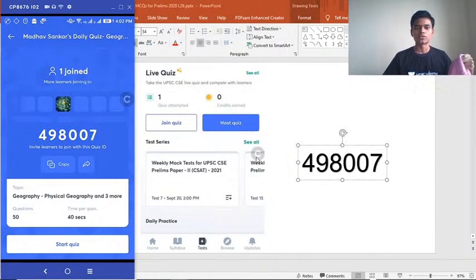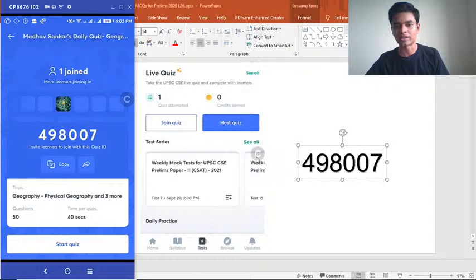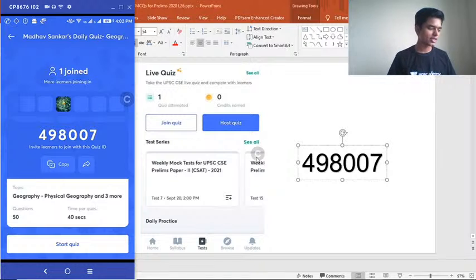Kindly join this quiz. We are starting this session with a geography quiz. In order to join, all you have to do is download the Unacademy learning app and give the code 498007 after hitting the join quiz button. That is how you can join this quiz. We will start very soon, so kindly join ASAP.